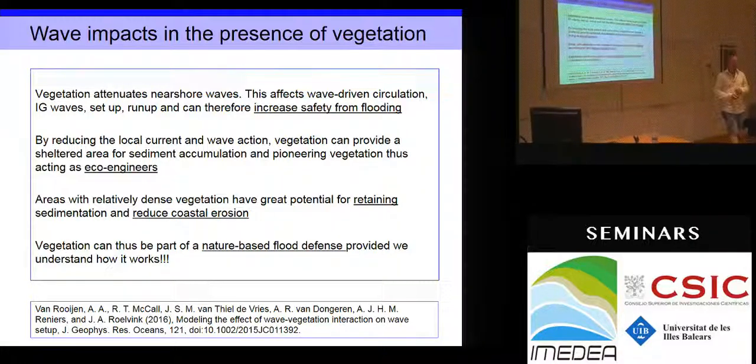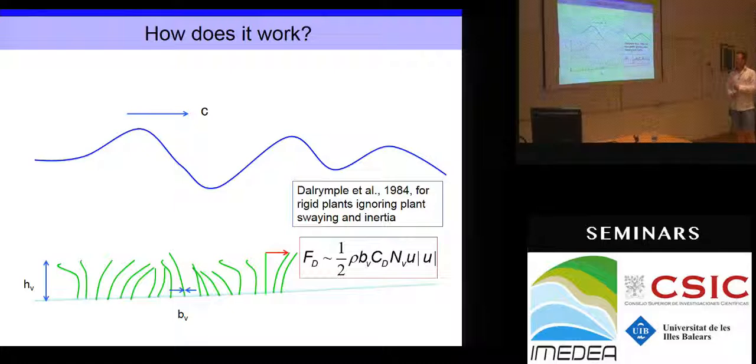This is based on the work by Arnold van Rooyen, who's doing his PhD in Australia at the moment. I think Iris gave a talk not too long ago about the physics of interaction of waves and vegetation. Is that right? Oh, not here. Okay. This is just to give you an idea of how it works.